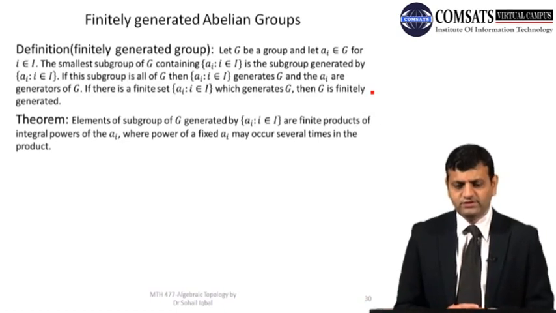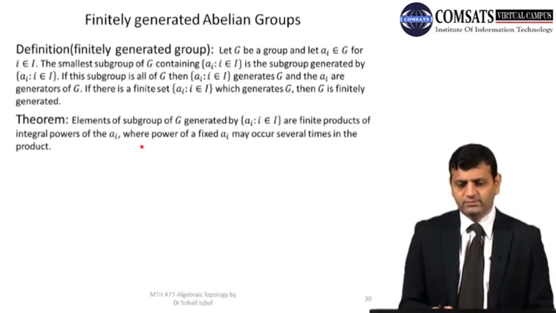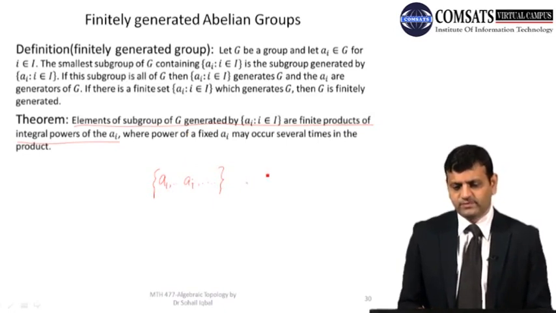So elements of the subgroup of G generated by these are finite products of integral powers of Ai, where a power of Ai may occur several times in the product. So for example, we have A1 up to Ai and so on. This is the generating set, and we are considering the subgroup of G generated by this set. Let that subgroup be H.